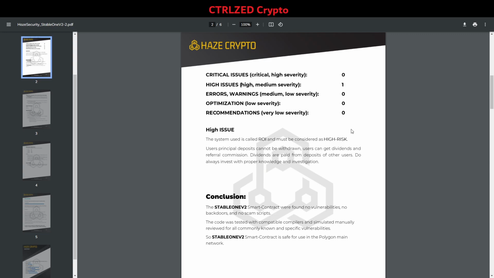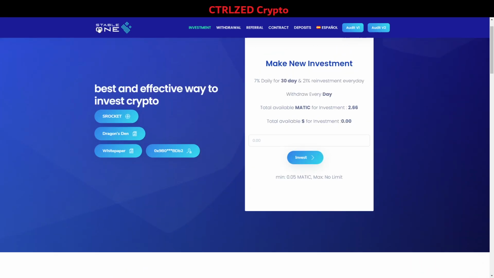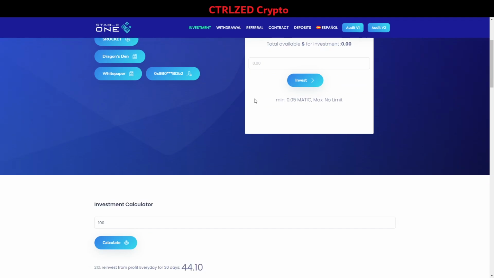There's no method for actually creating value. What is happening is you are getting dividends paid out of deposits from other users. So just go into that knowing that that is actually what's happening here. So Stable One, apart from all the differences in how these apps work, they're fundamentally the same.